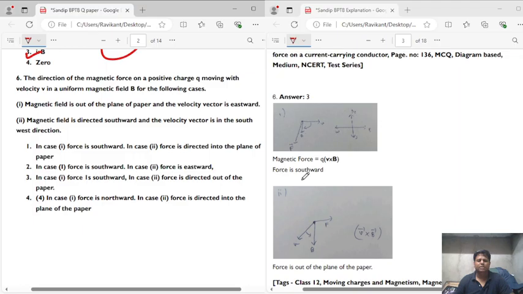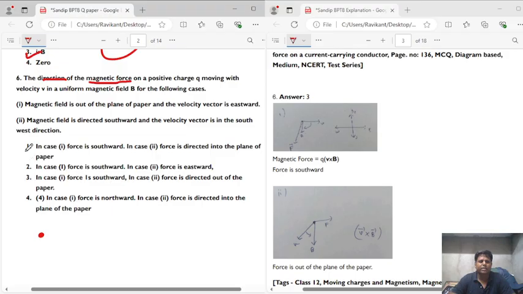Question number 6 says: find the direction of the magnetic force on a positive charge Q moving with a velocity v in a uniform magnetic field B for the following cases. We are supposed to find the direction of the magnetic force for the two cases. In the first case, the magnetic field is out of the plane. So we can draw it like this. Magnetic field out of the plane means a dot on the paper, and the velocity vector is eastwards.